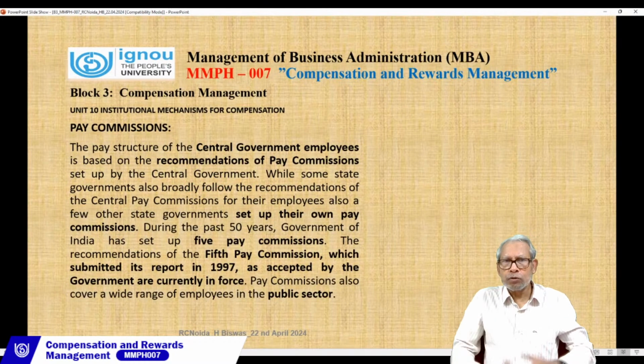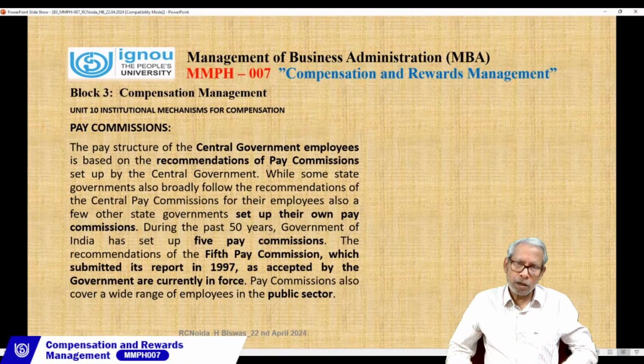Pay commissions, as you know, make recommendations for central government employees, and finally the government sets up the commissions in its own way. During the last 50 years, the government in India has set up 5 pay commissions. Maybe the 6th and 7th pay commissions are also already in the pipeline. The recommendation of the 5th pay commission, submitted in its report of 1987, was accepted by the government and is currently in force.